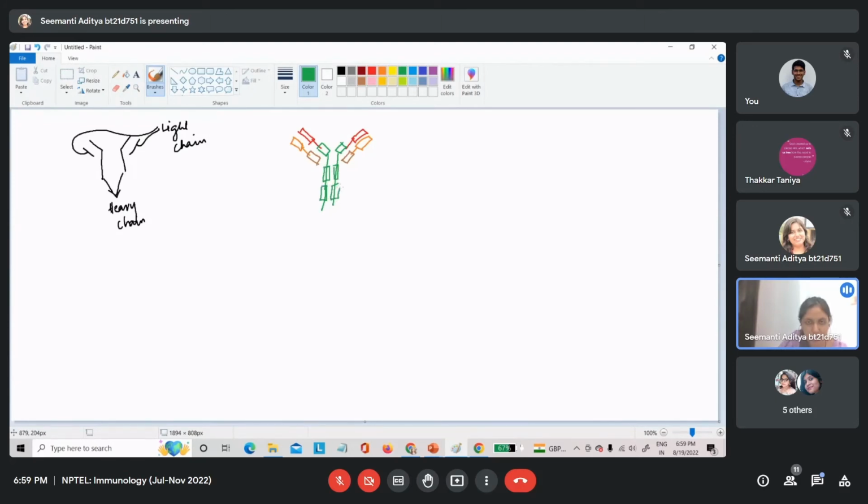This is a typical structure of an immunoglobulin molecule. This is the variable region of your heavy chain, and similarly this is the variable region of the other heavy chain. This is the variable region of your light chain, and this is also the variable region of your light chain. These three are the constant regions of the heavy chains. This three is the constant region of this heavy chain, and this three is the constant region of the other heavy chain.